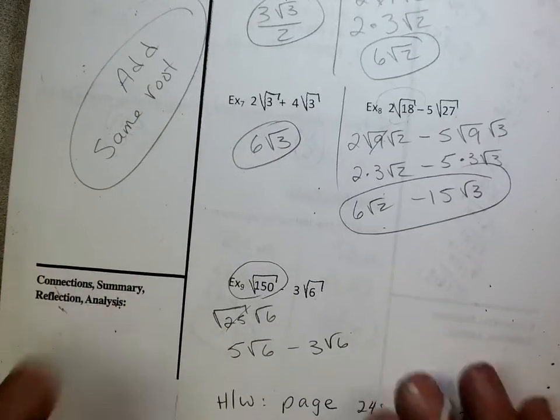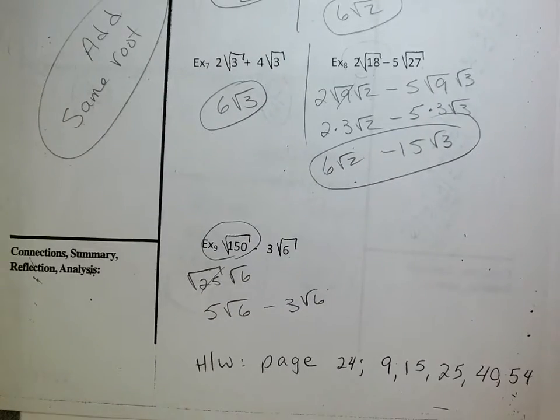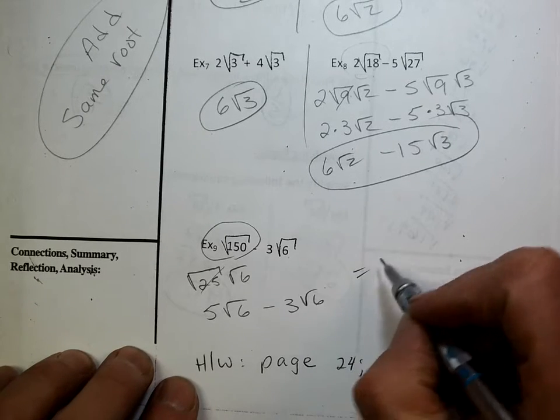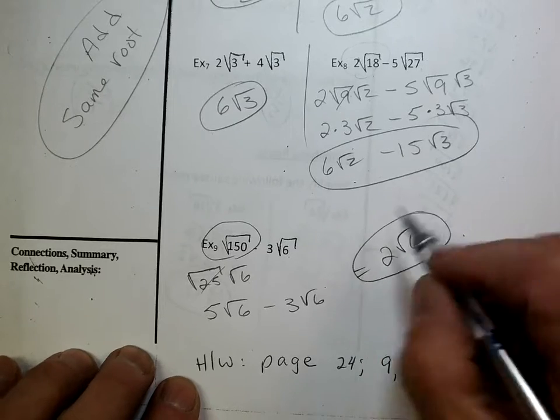But that's okay. That's okay because I can do more with this, right? I can subtract them, right? So if I go 5 square roots of 6 minus 3 square roots of 6, I'm going to get 2 square roots of 6, okay?